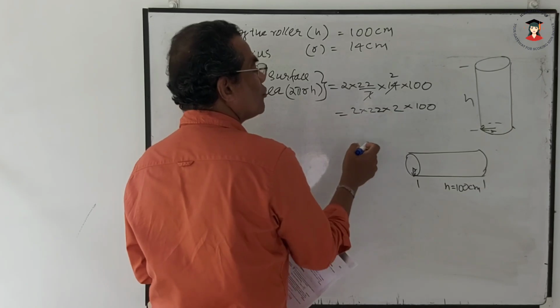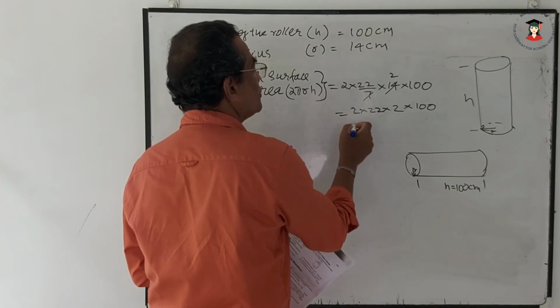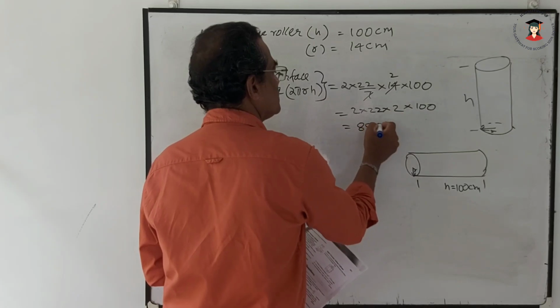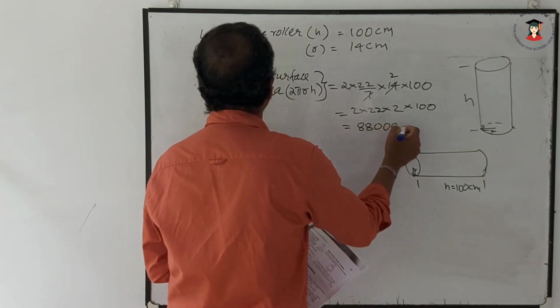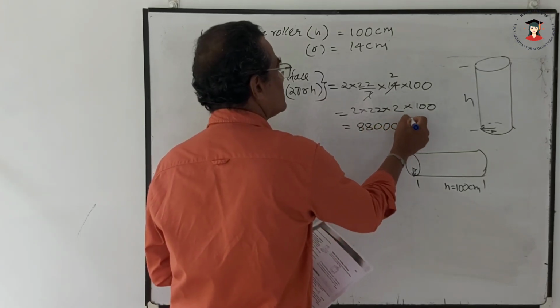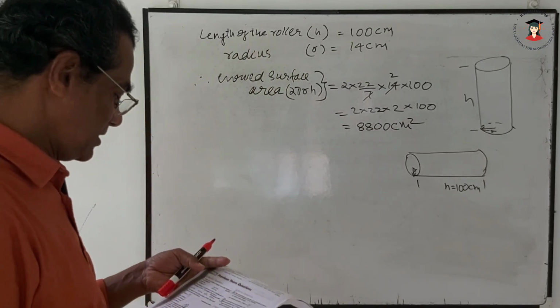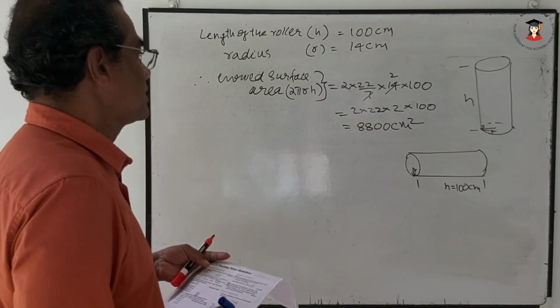So 2 into 2 is 4. 4 into 22 is 88 and 00. Centimeter square, since it is an area. It has been given. The option D is the correct answer.